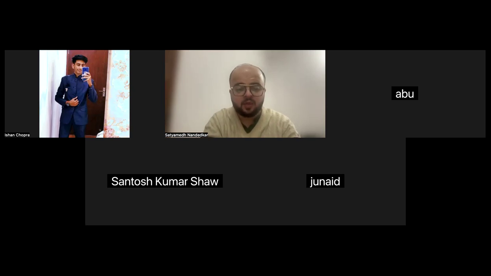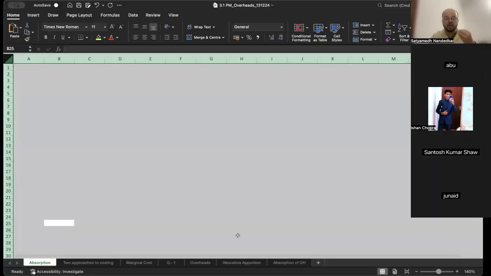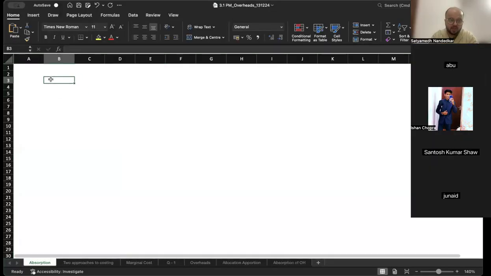Now let's understand two terms called under absorption and over absorption of overheads, and let's also understand a couple of accounting entries associated with it. These are more from a costing perspective, but whenever the term over or under absorption of overheads is used at the PM level, you should not be required to look around. So let's understand how that works.